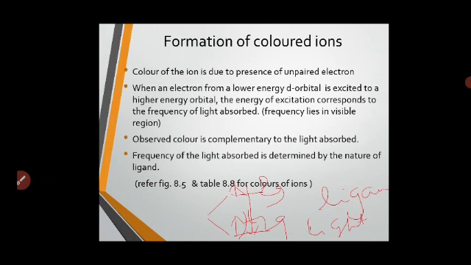Mn, for example KMnO4, is purple in color. So there are different colors shown by these transition elements, as shown in figure 8.5 in the textbook, or they are given in table number 8.8. Now, the observed color is complementary to the light absorbed, meaning whatever color of light is absorbed, the opposite of that comes out. The color which we can see is the complementary one, that is the return gift of the absorbed light.